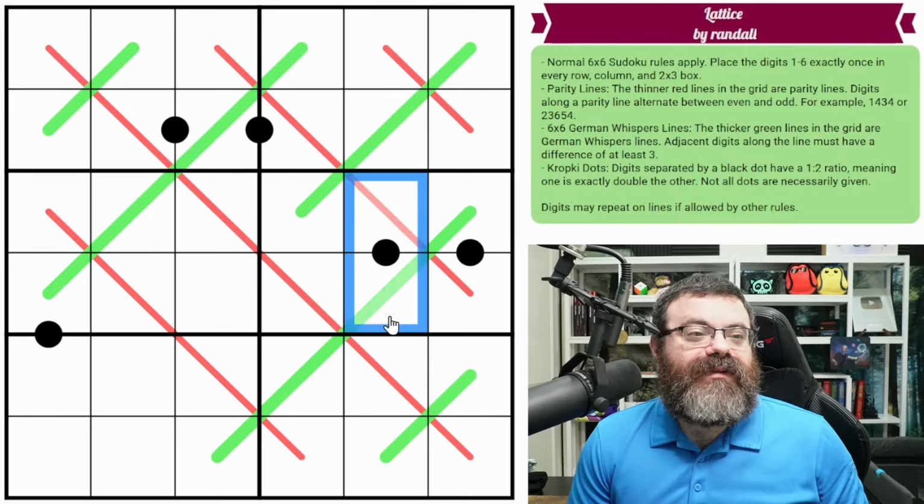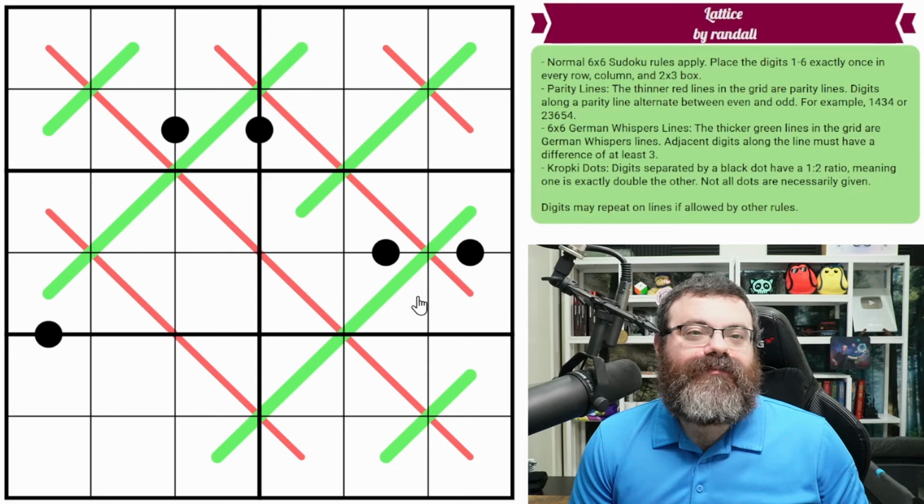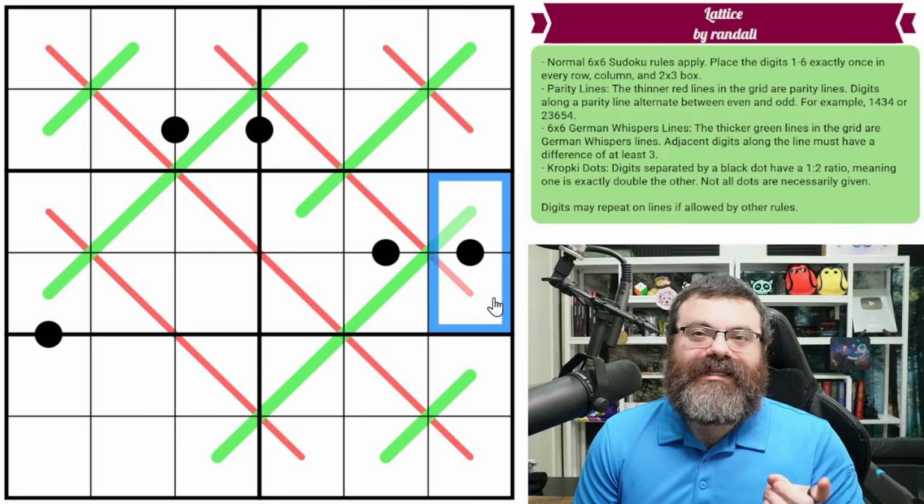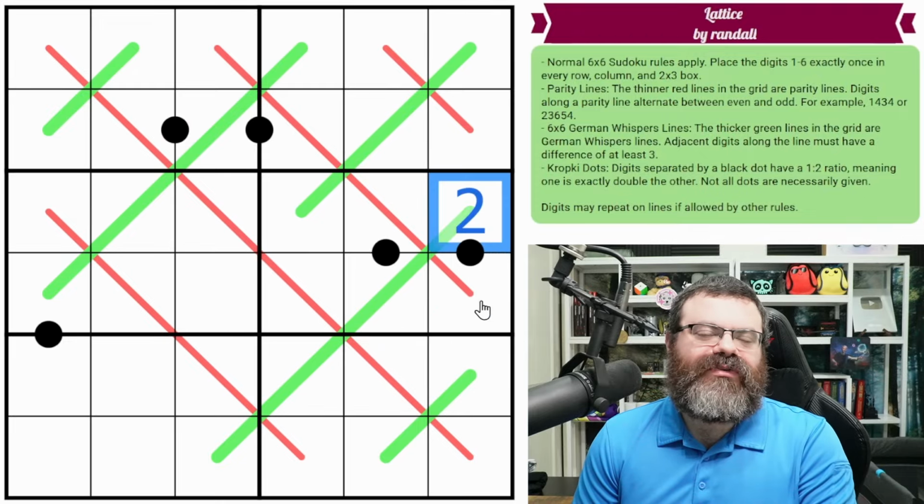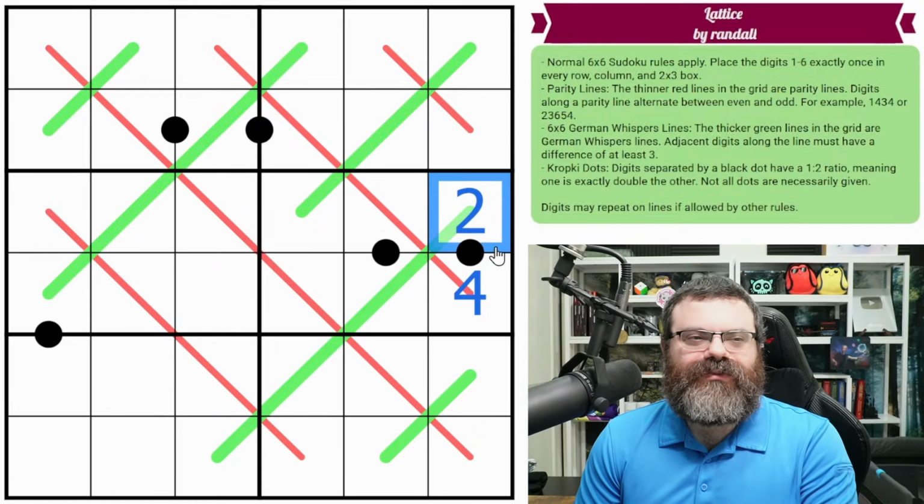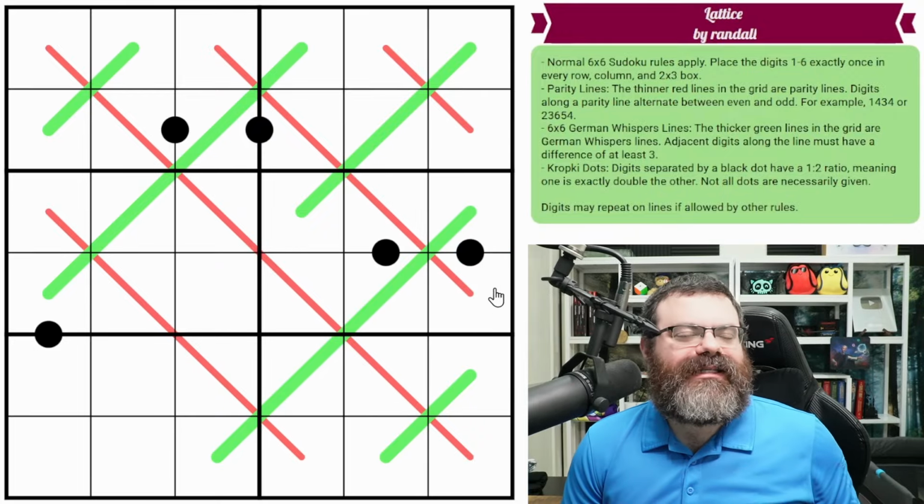And then finally, we have these black dots in the grid. These are ratio dots, 1 to 2 ratio. So the digits that they touch must have a 1 to 2 ratio, meaning one is exactly double the other. So if this was a 2, this could be 1, because 2 is double 1. Or this could be 4, because 4 is double 2. And that is it. Those are the rules.